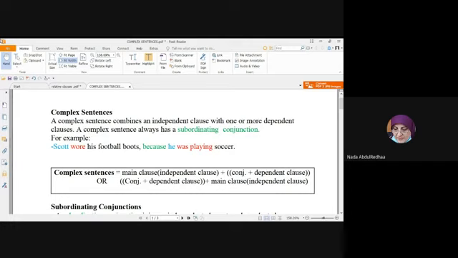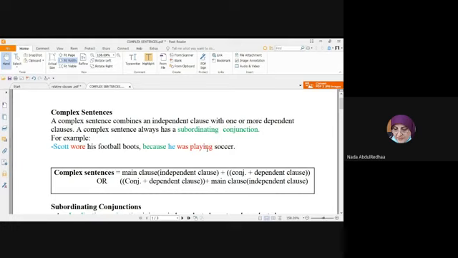We said that the complex sentence should contain at least one independent clause and one or more dependent clauses. A complex sentence always has a subordinating conjunction word. For example, Scott wore his football boots because he was playing soccer. Now, what is the subordinating conjunction? It is the word because.